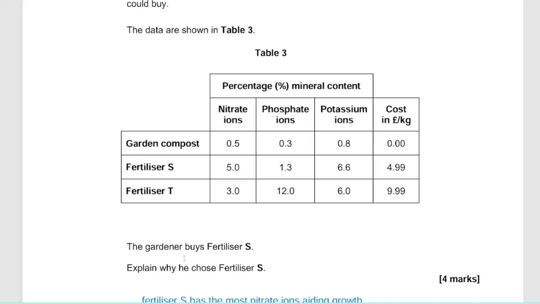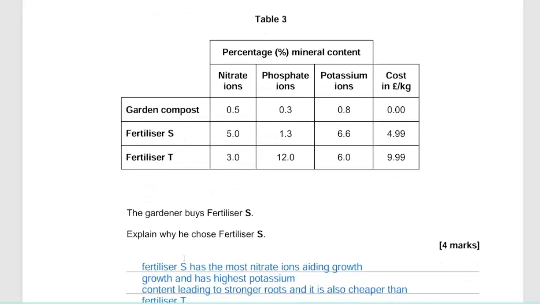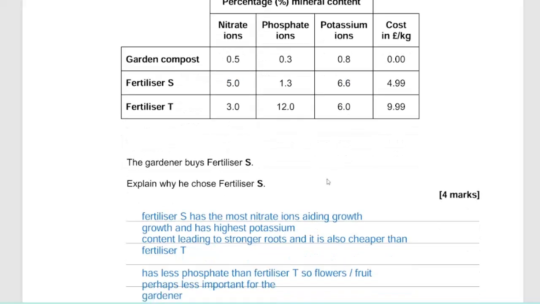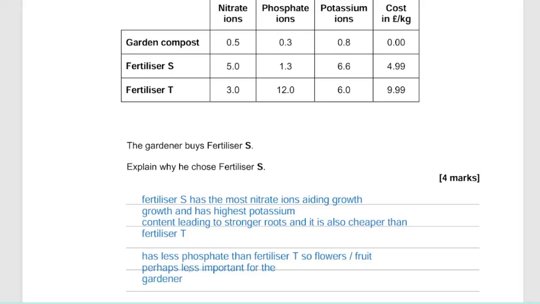Explain why you chose fertilizer S. Fertilizer S has the highest nitrate ions and has the highest potassium ions. It is also cheaper than the other fertilizer. But the 4th mark scheme point is a bit weird. It has less phosphate ions, so flowers and fruits are perhaps less important.